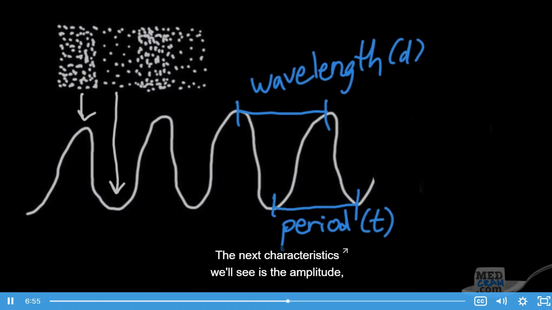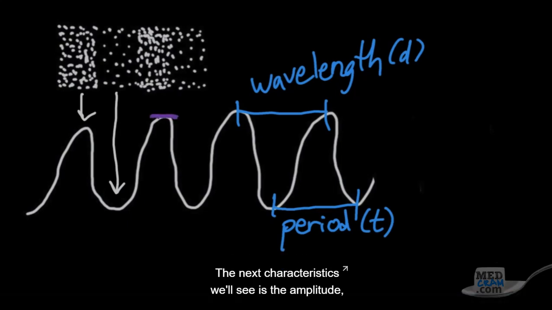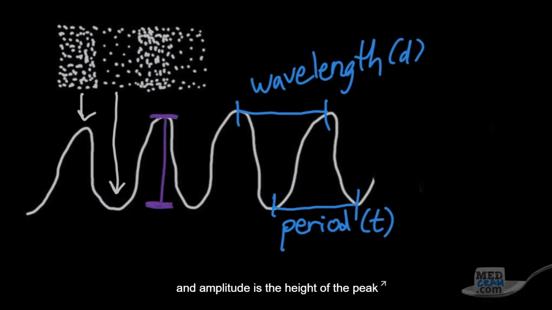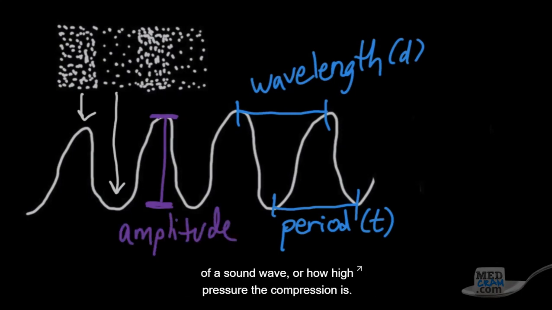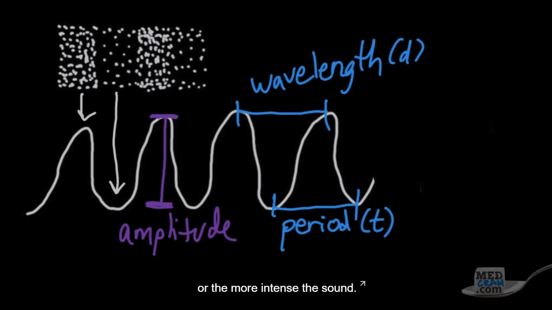The next characteristic we'll see is the amplitude. And amplitude is the height of the peak of a sound wave, or how high pressure the compression is. This is the loudness or the intensity of the sound. So the higher the amplitude, the louder the sound, or the more intense the sound. The lower the amplitude, the less intense the sound is.